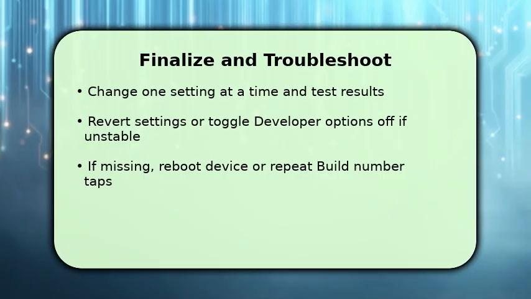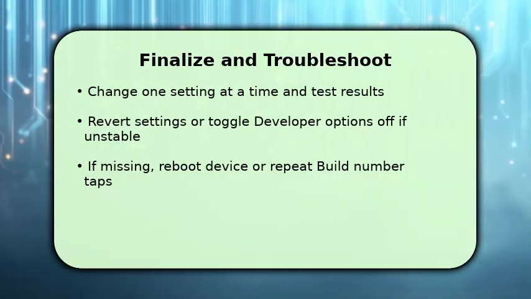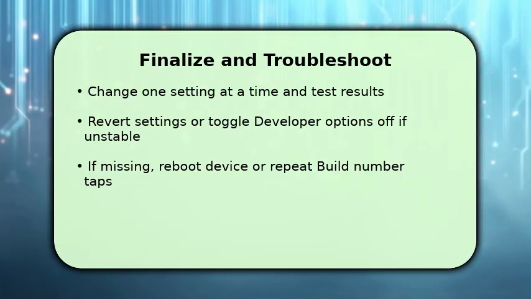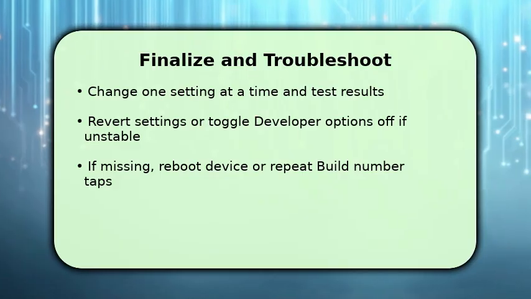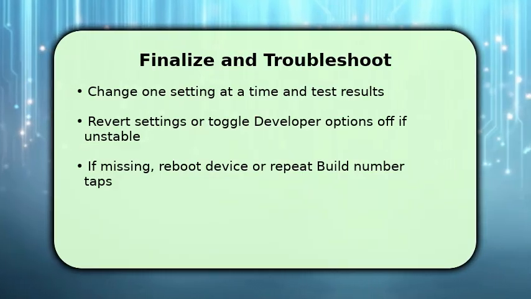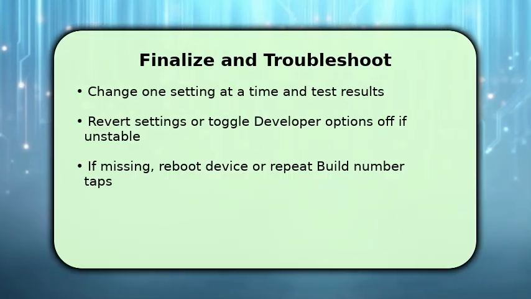If developer options do not appear, reboot the device and repeat the build number tapping. Sometimes the unlock requires a restart. As a quick troubleshooting tip, clear system UI cache or reboot after changes. That often resolves display or permission glitches without further risk.